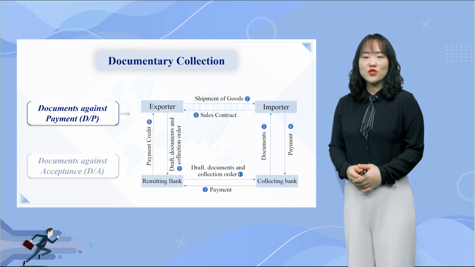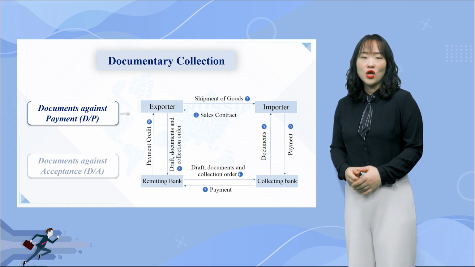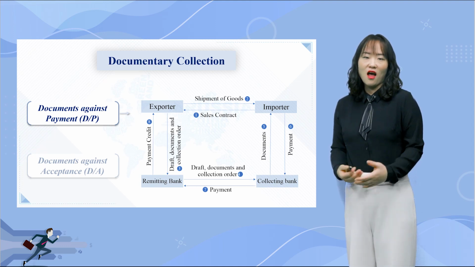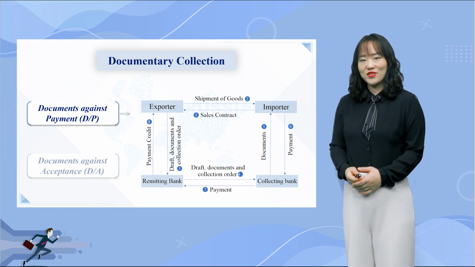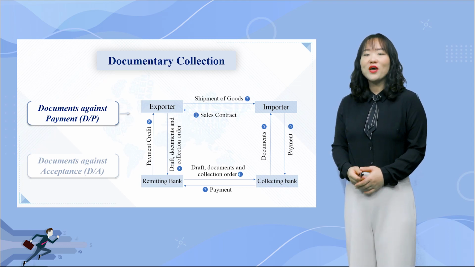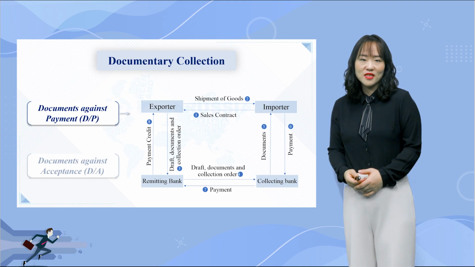The exporter ships the goods and then gives the documents to his bank, which will forward the documents to the importer's collecting bank, along with instruction on how to collect the money from the importer. In this arrangement, the collecting bank releases the documents to the importer only on payment for the goods. Once payment is received, the collecting bank transmits the funds to the remitting bank for payment to the exporter.